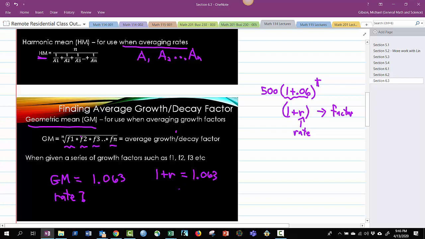Just subtract 1 from both sides now. The rate then would be 0.063. Or if they want it as a percent, 6.3%. Okay, it's not so much that it's tricky to go back and forth between the factor and the rate, it's that you have to remember, right? You really got to pay attention to the detail and notice which one they're asking you for and use the right one in the right situation.